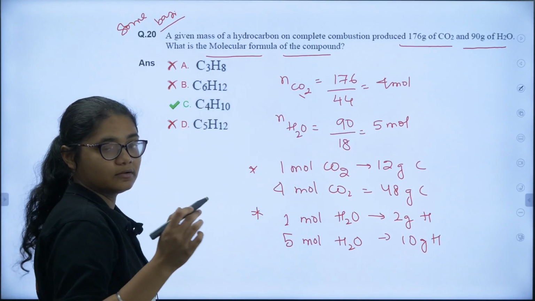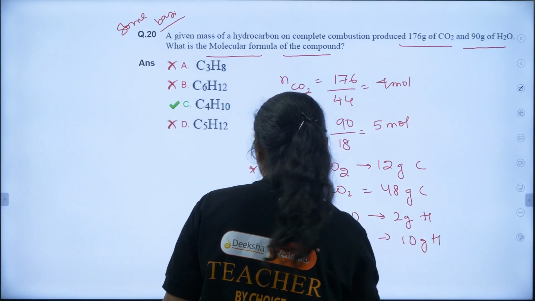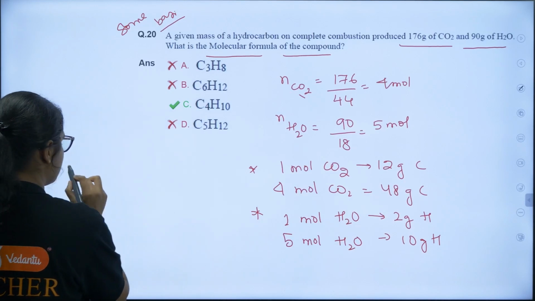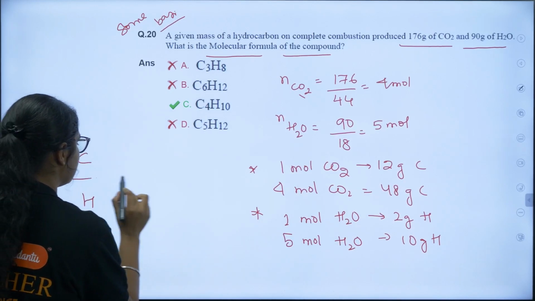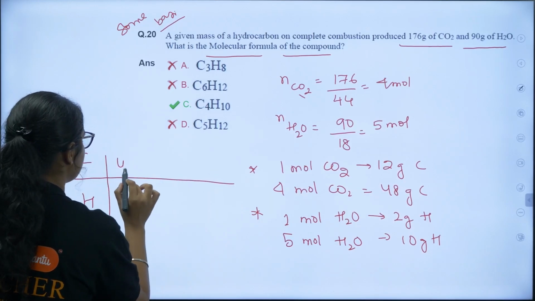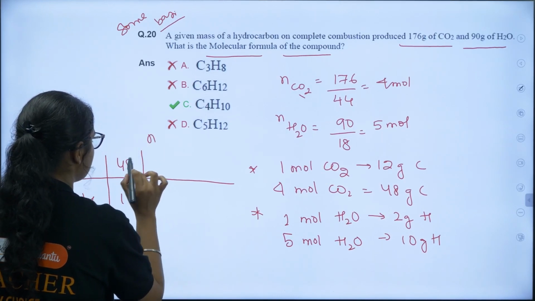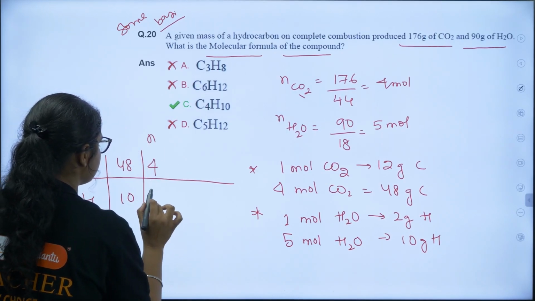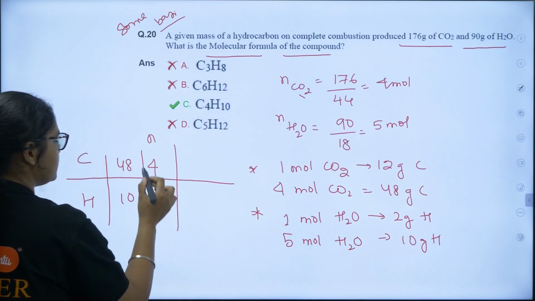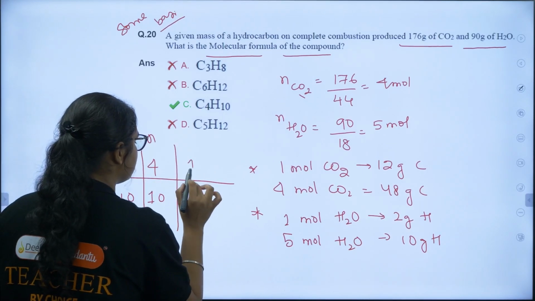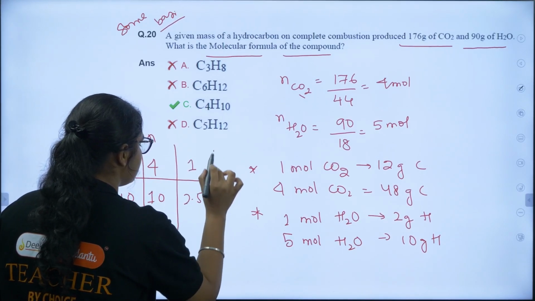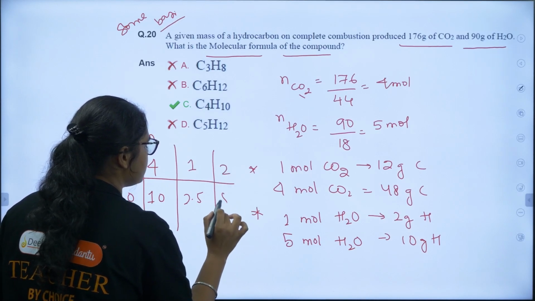Now we can do the empirical formula. You can draw a carbon and hydrogen table. Carbon is 48 gram, hydrogen is 10 gram. Number of moles of carbon will be 4, and this one will be 10. Now if you divide both by 4, we will get 1 and 2.5. To make it a whole number, we will multiply with 2, we will get 5.